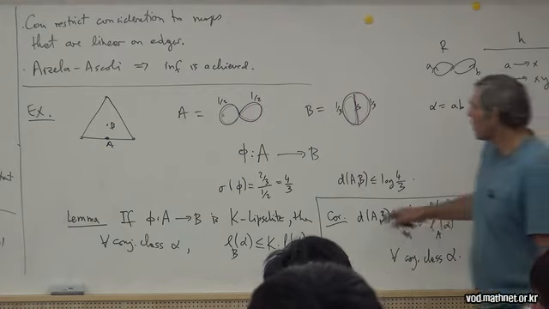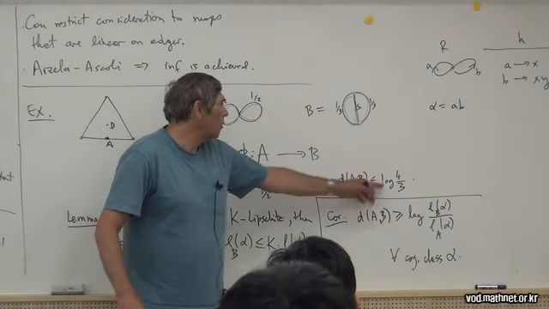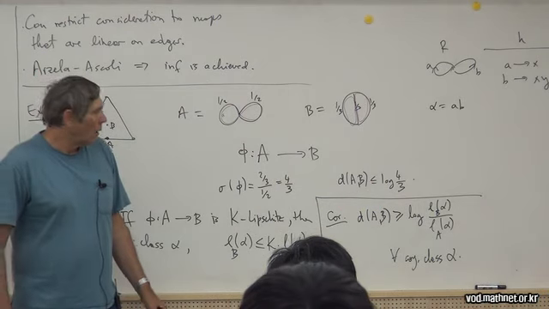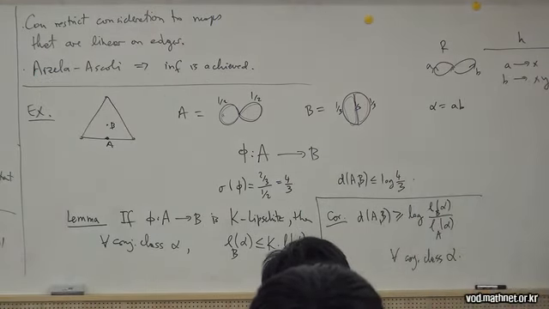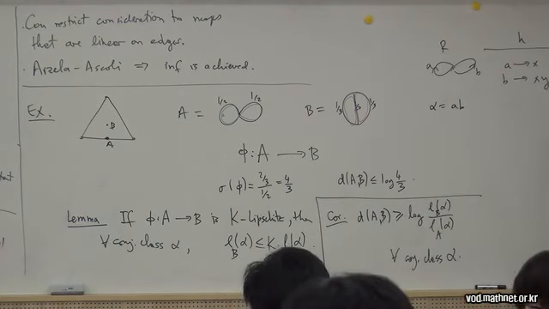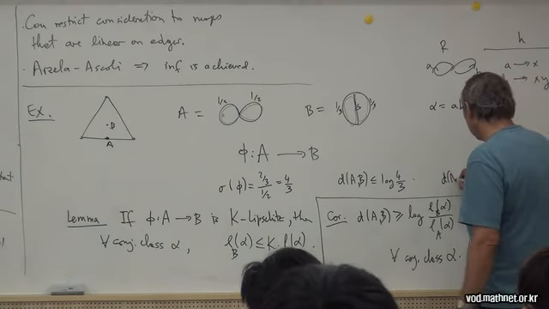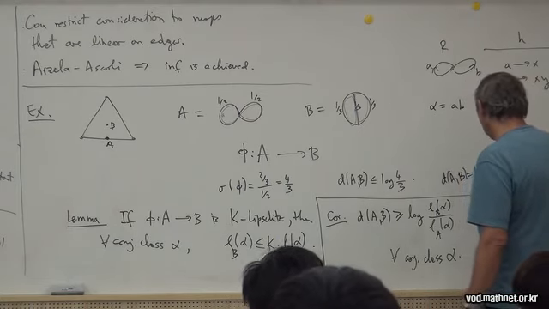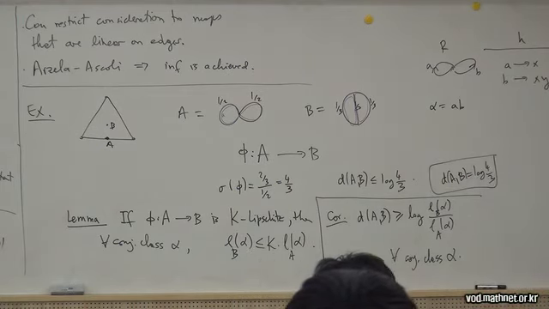So this is how you can estimate distances from below. Finding a particular map gives us an estimate from above. Just look at the maximal slope. But to get estimates from below, I can look at these curves. And in this example, we in fact found a curve so that the upper bound and lower bound agree. So now we know that the distance between A and B is exactly equal to log 4/3. Is that clear?